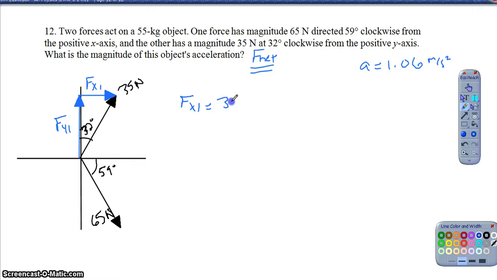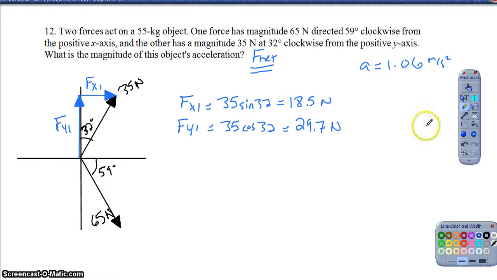So my Fx sub 1 here would be 35 times sine of 32, which ends up being about 18.5. My Fy sub 1 would be 35 times cosine of 32. Again, just finding this leg of the triangle. And that ends up being about 29.7, rounding that off a little bit.